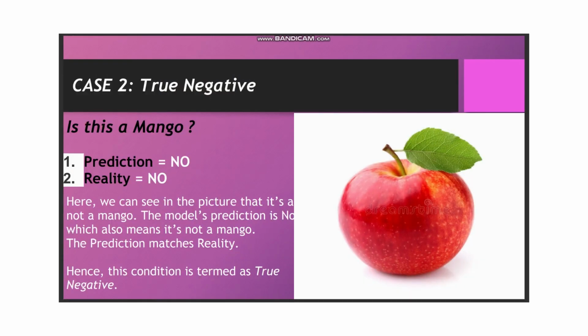Now let's move to the second case, which is the true negative case. Again this question is asked of the machine: is this a mango? After looking at this picture, the AI machine says no, it is not a mango. And in reality also, it is not a mango. So in both cases, the answer is false, that is 0 or no. Both cases are false and they match each other, so it is known as the true negative case.